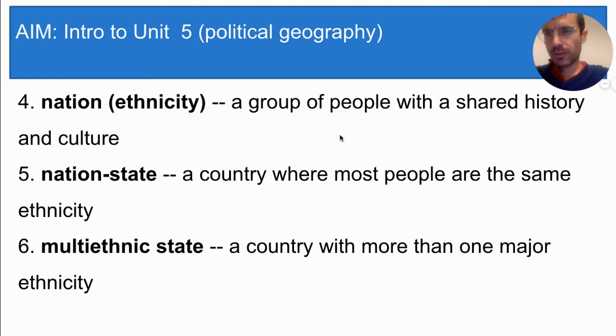The next three terms are words you already learned in the last unit. Take a moment to review these terms on your own.